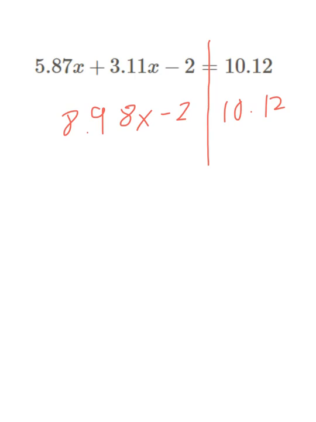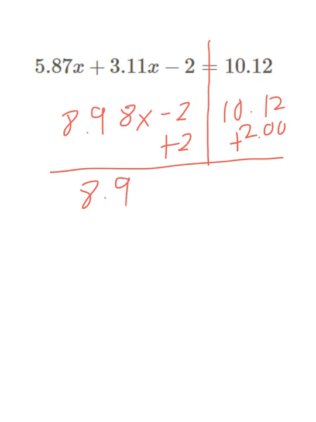All right, so to keep solving, I'm going to add 2 to both sides. Make sure you line up your decimal points over here. So I get 8.98x equals 12.12. And then I'm going to divide both sides by 8.98.